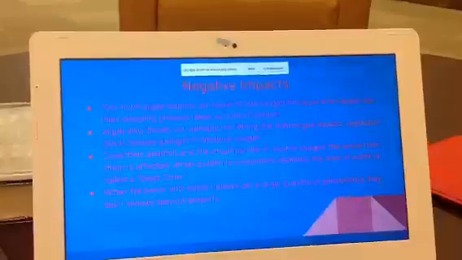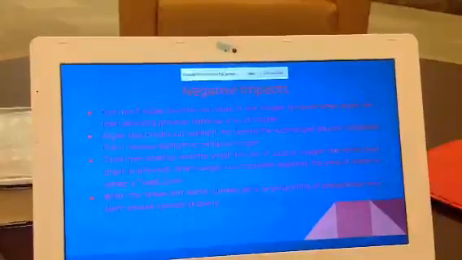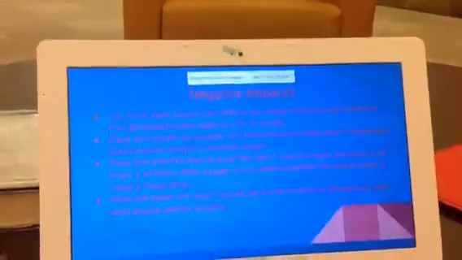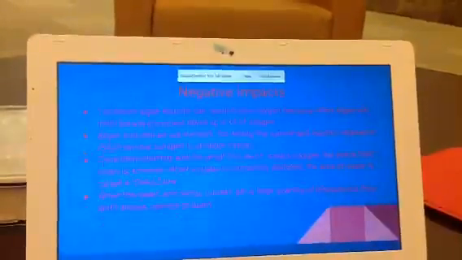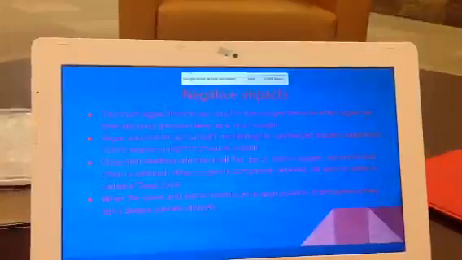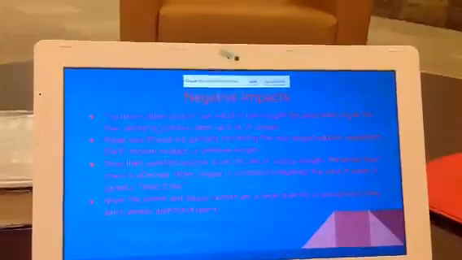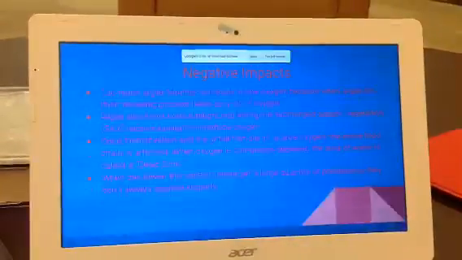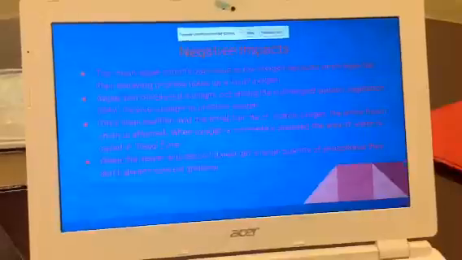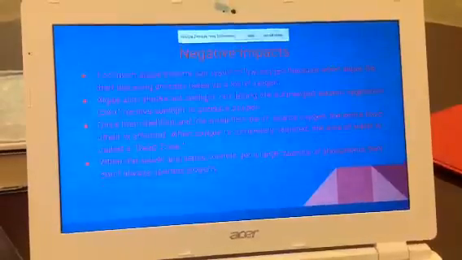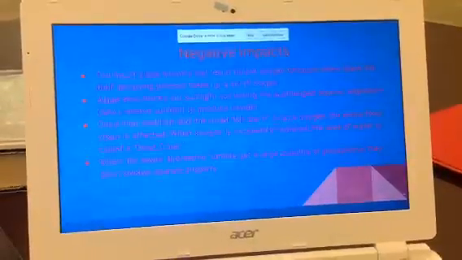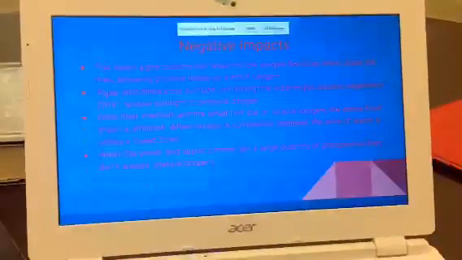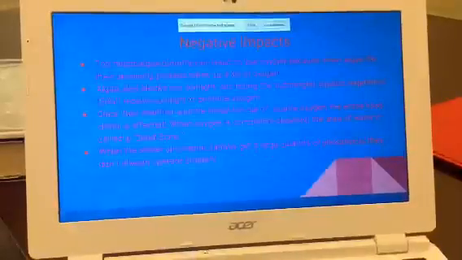Negative impacts. Too much algae blooms can result in low oxygen because when algae die, their decaying process takes up a lot of oxygen. Algae also blocks out sunlight, not letting the submerged aquatic vegetation, SAV, receive sunlight to produce oxygen. This is because the algae is floating on top, and when the sunlight tries to come through, it can't because it's blocked, and the underwater plants cannot receive sunlight to make oxygen.